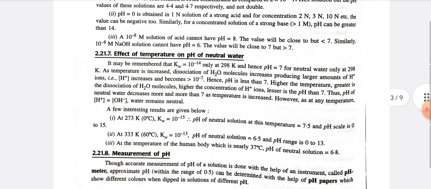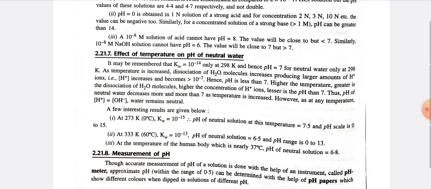Effect of temperature on pH of neutral water. It may be remembered that Kw is equal to 10^-14 only at 298 Kelvin, and hence pH is equal to 7 for neutral water only at 298 Kelvin. As temperature is increased, dissociation of H2O molecules increases, producing larger amounts of H+ ions. [H+] increases and becomes greater than 10^-7. Hence pH is less than 7. Higher the temperature, greater is the dissociation of H2O molecules, higher the concentration of H+ ions, lesser is the pH than 7. Thus pH of neutral water decreases more and more below 7 as temperature is increased. However, as at any temperature [H+] is equal to [OH-], water remains neutral.